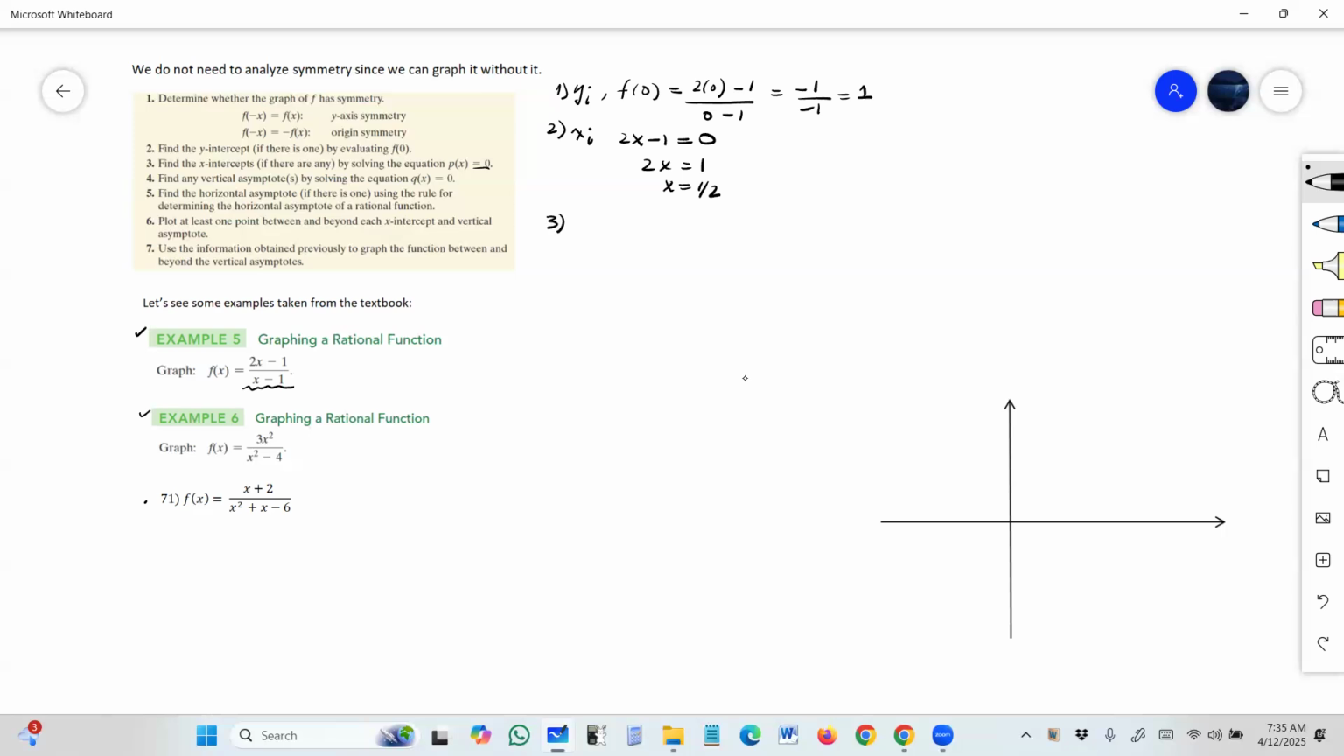Then I'm going to find any vertical asymptotes. For the vertical asymptotes, we set the denominator to 0 and we solve for x. Obviously, +1 on both sides, and we got this. Important number 4, we're going to find any horizontal asymptotes.